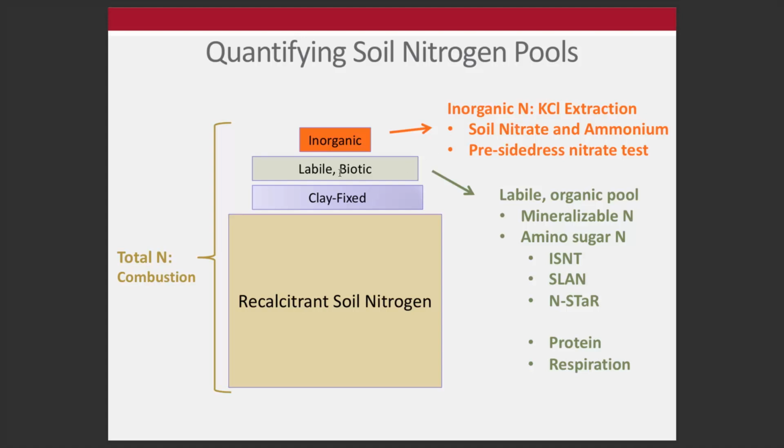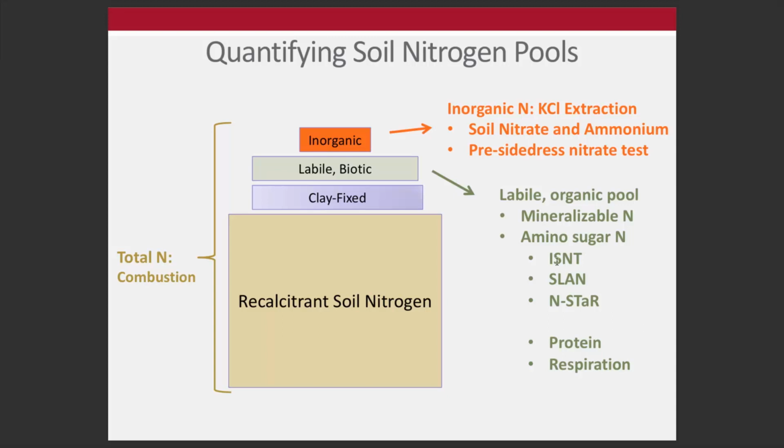This labile biotic fraction, examples include mineralizable nitrogen. So that would be, say, an incubation-based method where you bring that soil into the lab and let it sit for some time under controlled temperature and moisture, and then let that mineralization occur, and you measure the product of that mineralization. There's other methods, things such as amino sugar nitrogen. So we talked really briefly already about amino sugars being a component of total organic matter, total nitrogen, or that organic fraction of nitrogen.